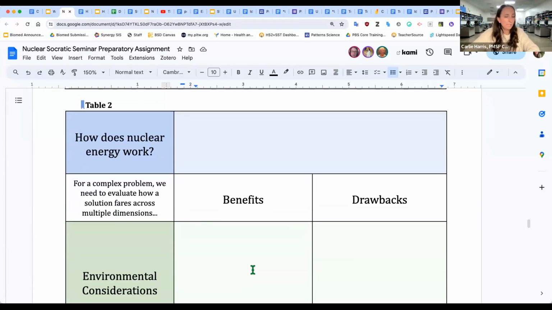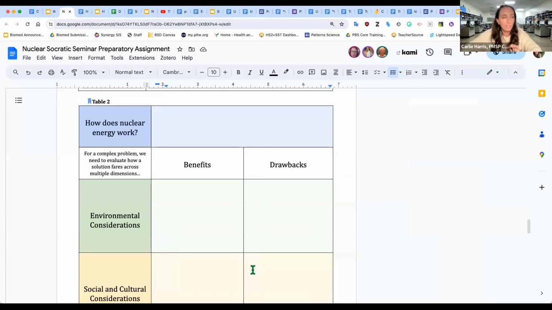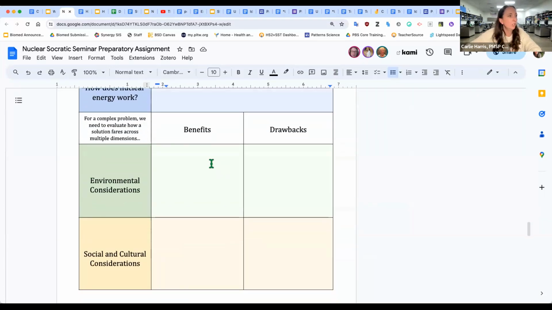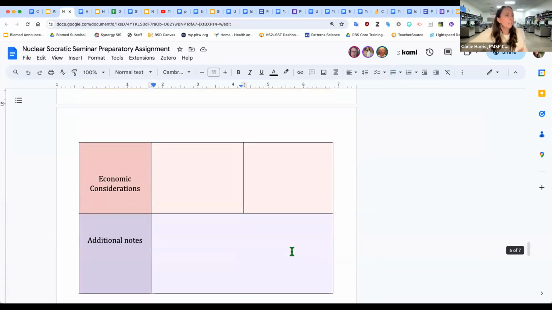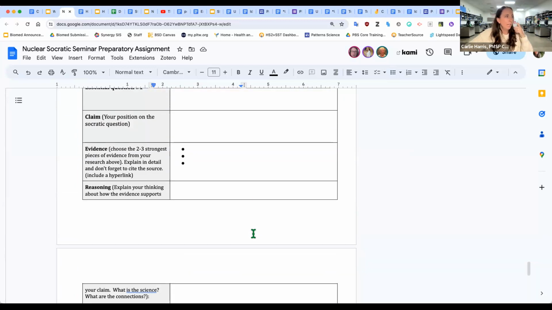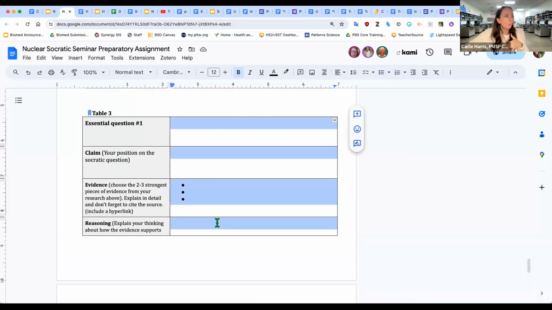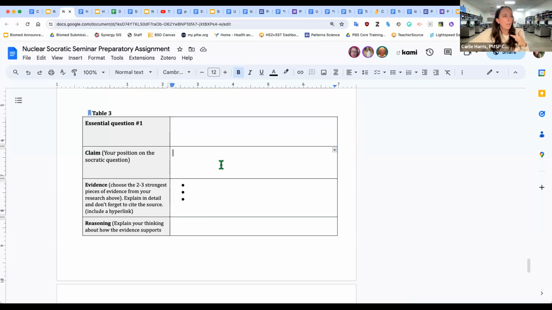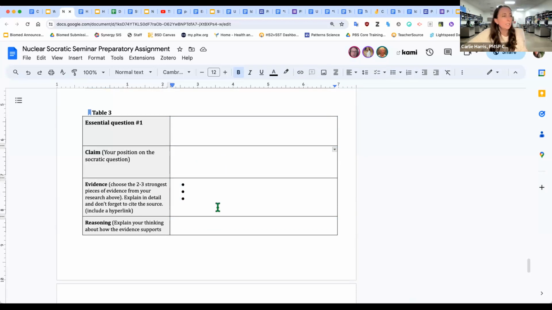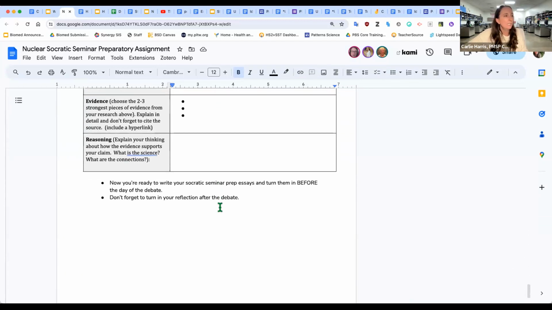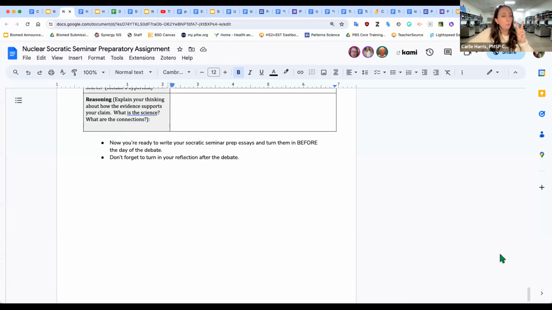And then there are some supports here for organizing their findings. So they'll put, what are the things that I've found that are beneficial? What are the things that are the drawbacks? And just organize all of their thoughts here, and we give them some supports to help them with their claim, evidence, reasoning as they're writing up their response to each essential question. And they're only picking 2.